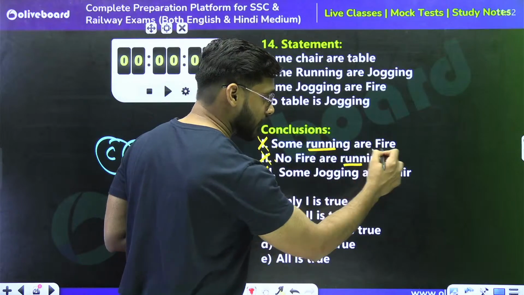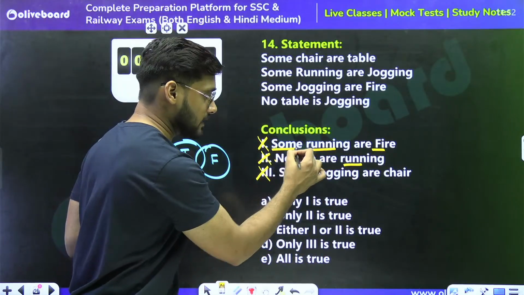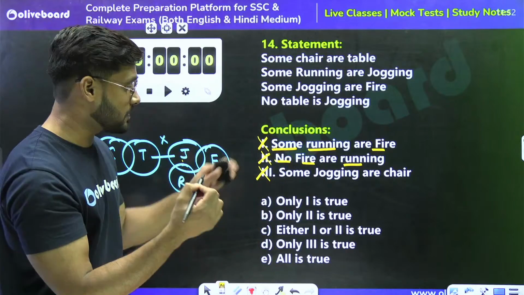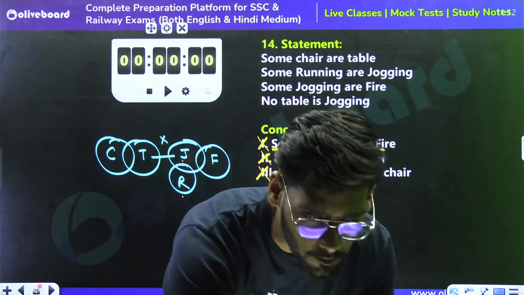Running, running, fire, fire. The elements are the same. Both are wrong, and the complementary pair some and no is there. So the answer should be either 1 or 2, option number C.